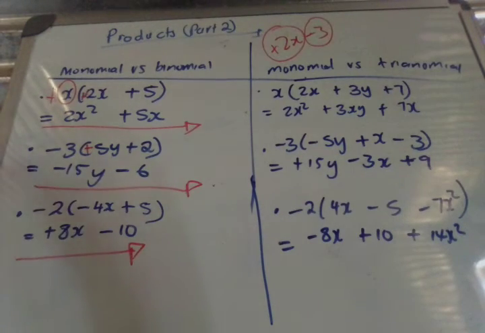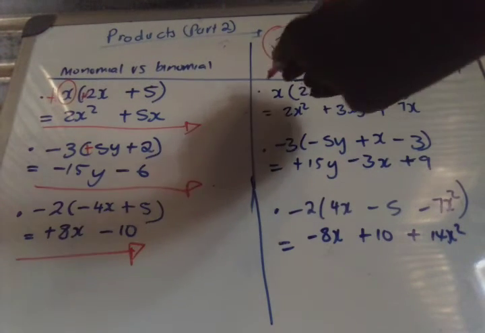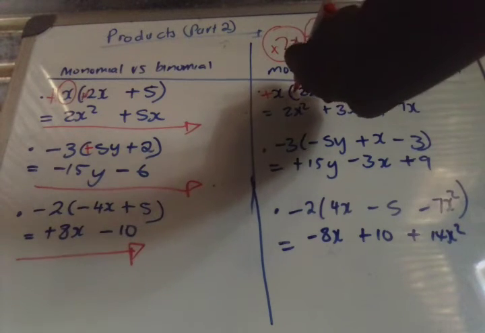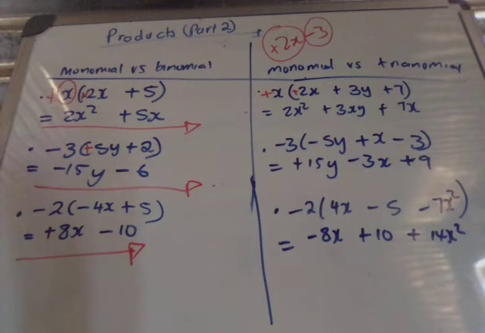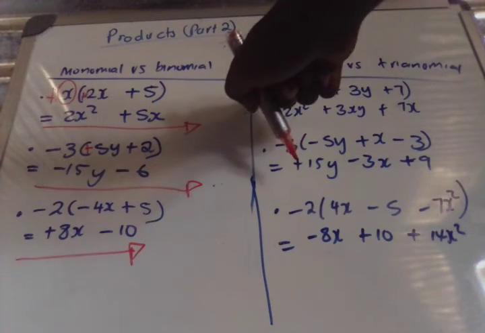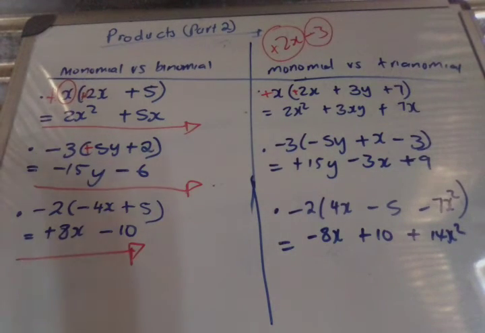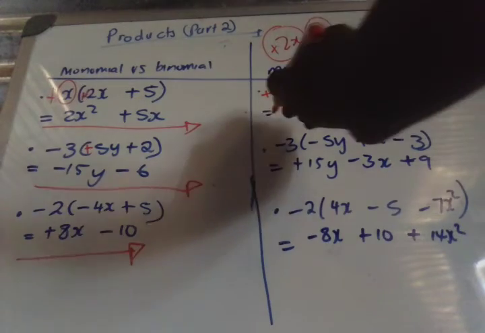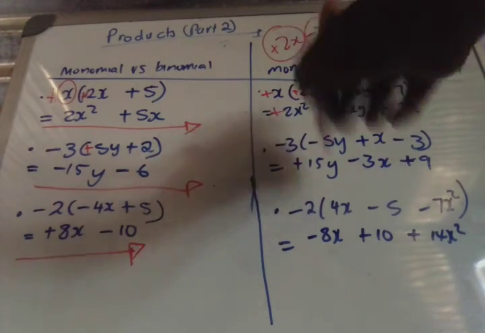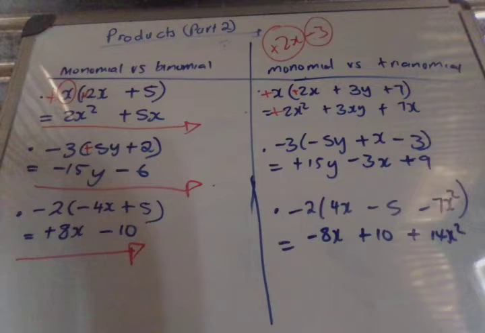Now let's go to the monomial and the trinomial. The procedure is actually the same. It's just that with the trinomial you have one extra term inside the brackets. But let's go into it. Again, if there is no sign you just put a positive, so that you don't miss it. So you say positive x times positive 2x is going to be positive 2x squared. You can write it like this, but it's not necessary, it's just for your understanding. You don't have to do it in your tests and exams.